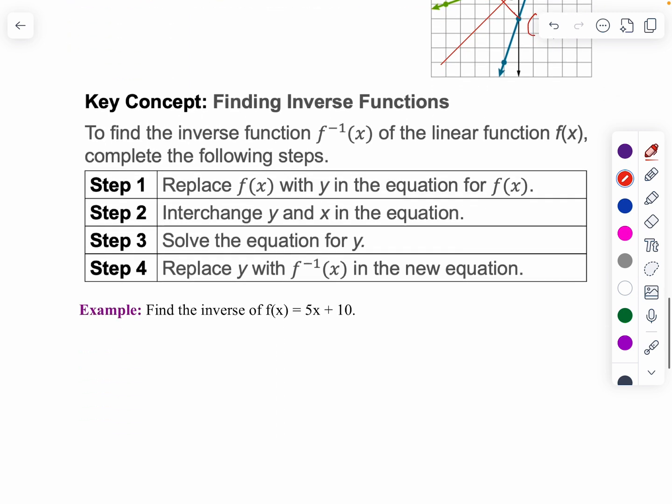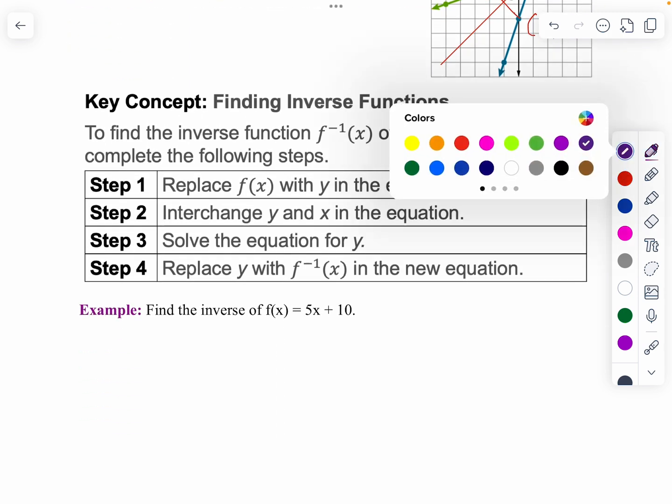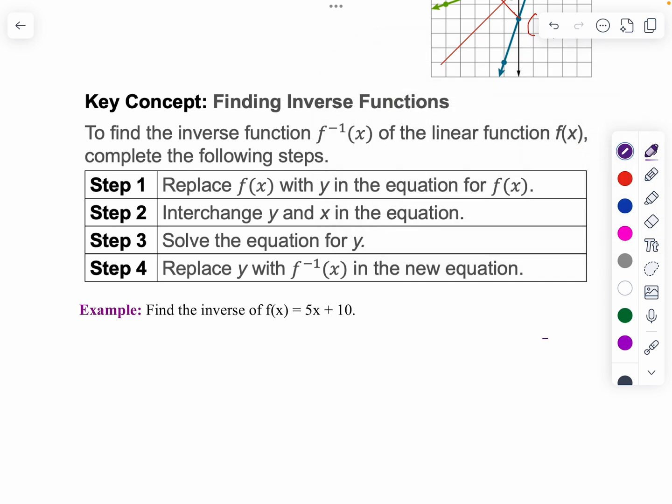Now to find the inverse of an equation algebraically, we're going to follow 4 steps. First thing you're going to do, you're going to replace f of x with y. Then you're going to flip the x and y's around. You're going to get y by itself. And then instead of writing y, you're going to write f inverse x. That's what that f to the negative 1 means. It does not mean to the negative 1 power. It means the inverse of your function.